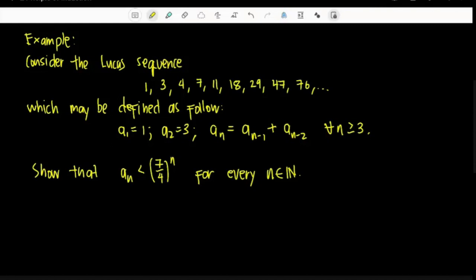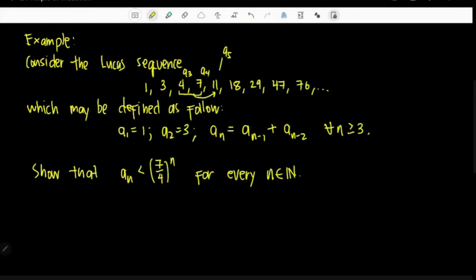Meaning, if you want to get A sub 3, that's A sub 2 plus A sub 1. If you want to solve A sub 4, that will be A sub 3 plus A sub 2. So that's 3 plus 4, 7. A sub 5 is A sub 4 plus A sub 3. So 7 plus 4 is 11. So you just have to add the two previous terms to get the next term. So 7 plus 11 gives you 18, 11 plus 18 gives you 29, and so on.